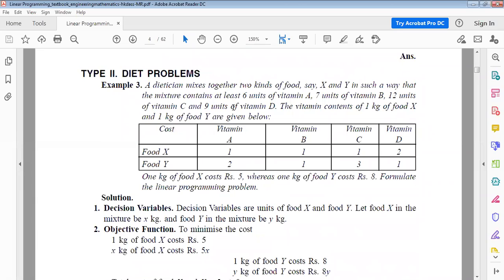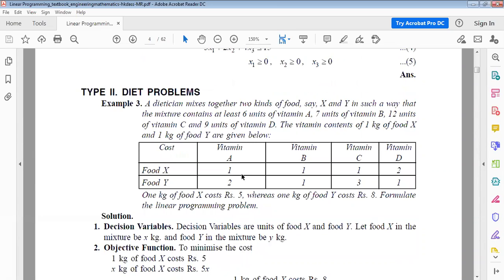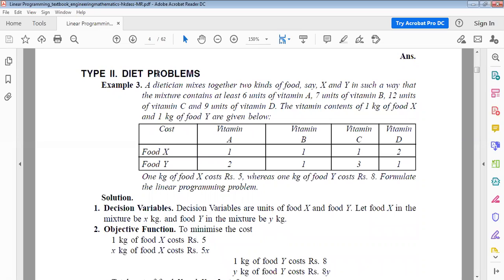Now try to understand the diet problem. Actually we have to minimize the cost. We have to maximize the food and minimize the cost. Type 2, the diet problem. We can formulate the diet problem in LPP form.